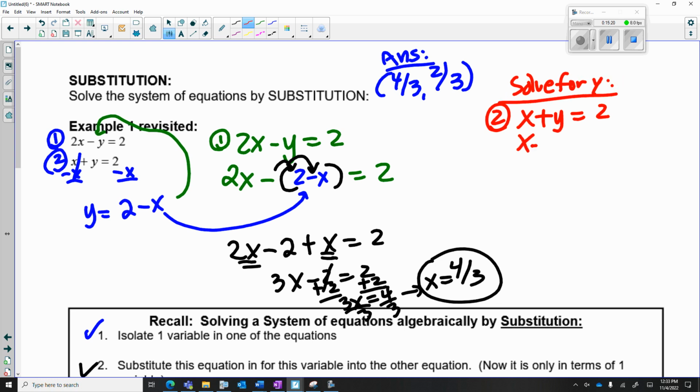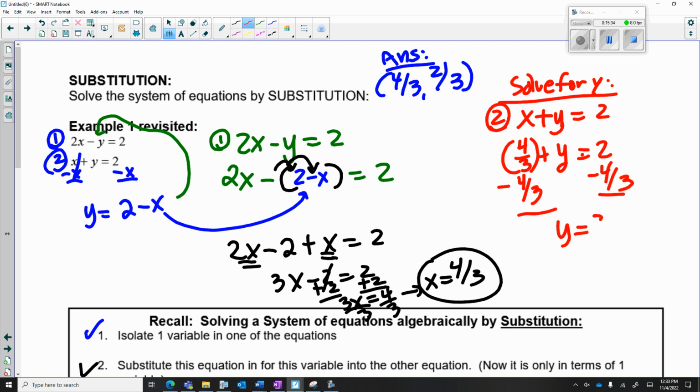x plus y, sorry, I've got to solve for y. x was 4/3, y we don't know, equals 2. Subtract 4/3 from both sides. And again, if you need the calculator, you can, but you know the answer should be 2/3 for y, okay? So our final answer is the same, which is up here, 4/3, comma 2/3. So there's the substitution method.